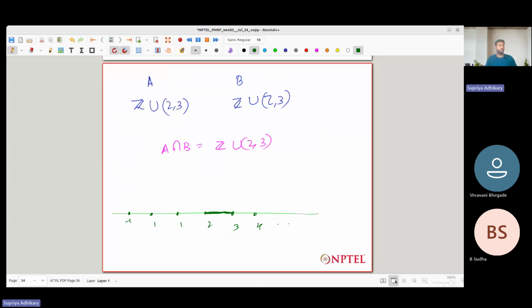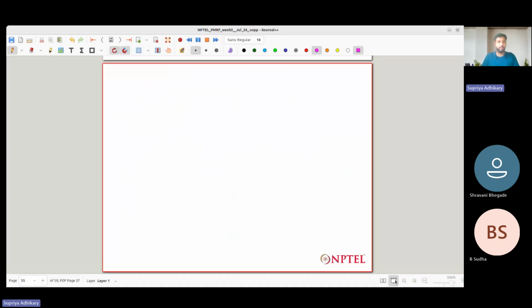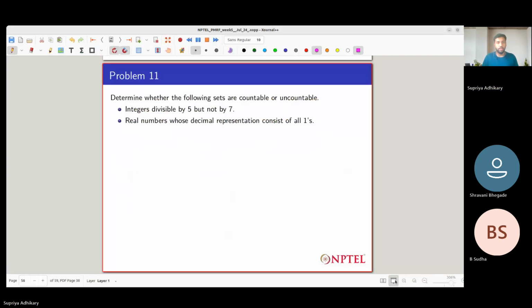So these are all the points that belong to A intersection B. And this is definitely a countable set. Sorry, an uncountable set, because these elements from 2 to 3 are uncountable. Okay, so now look at problem 11. This is the last problem.